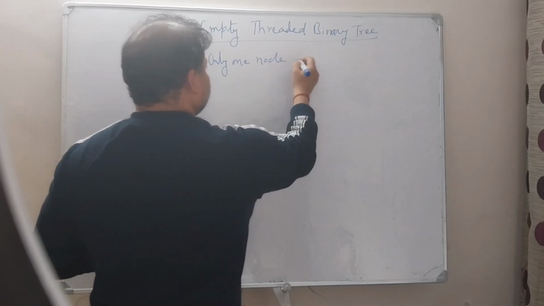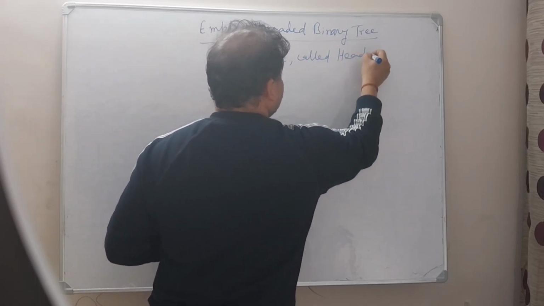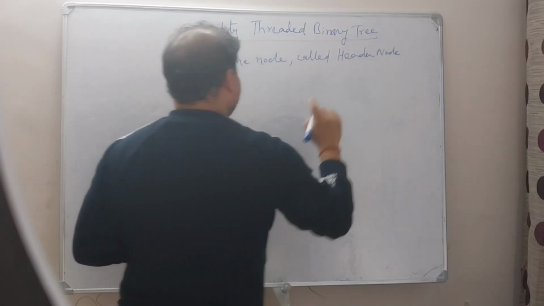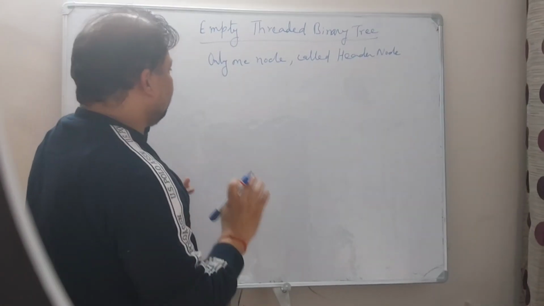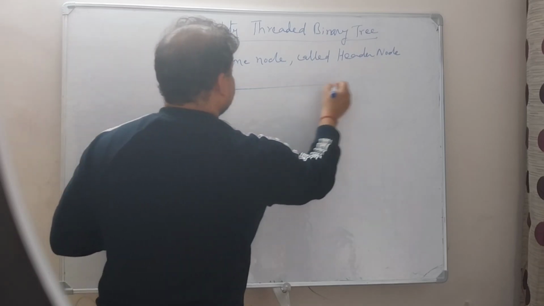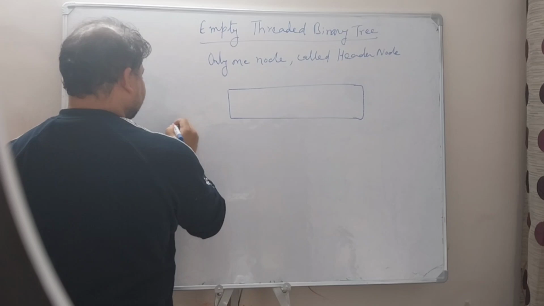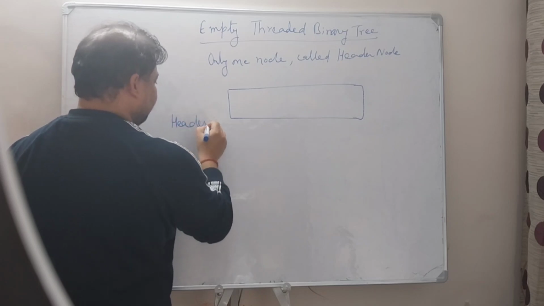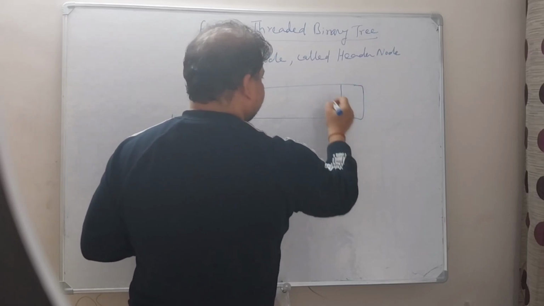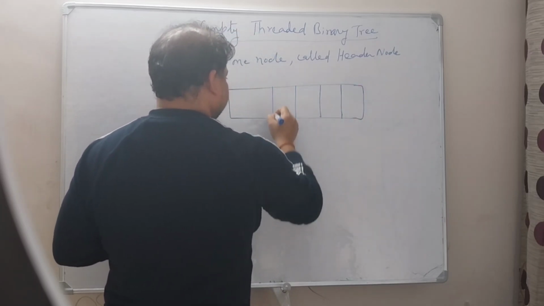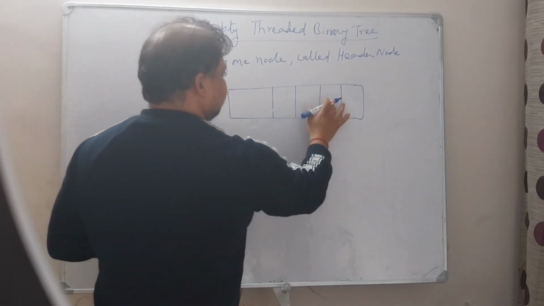And that is called the header node. Header node, similar to the other threaded binary trees, also holds 5 fields. So here I am taking 5 fields, like in this way. It is the header node. It has 5 fields, in a similar way as other threaded binary trees have. So here: 1, 2, 3, 4, 5.